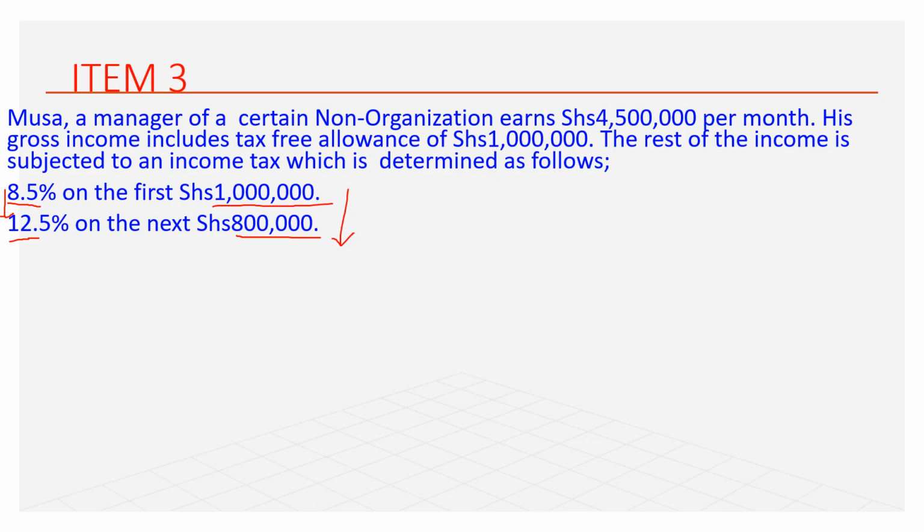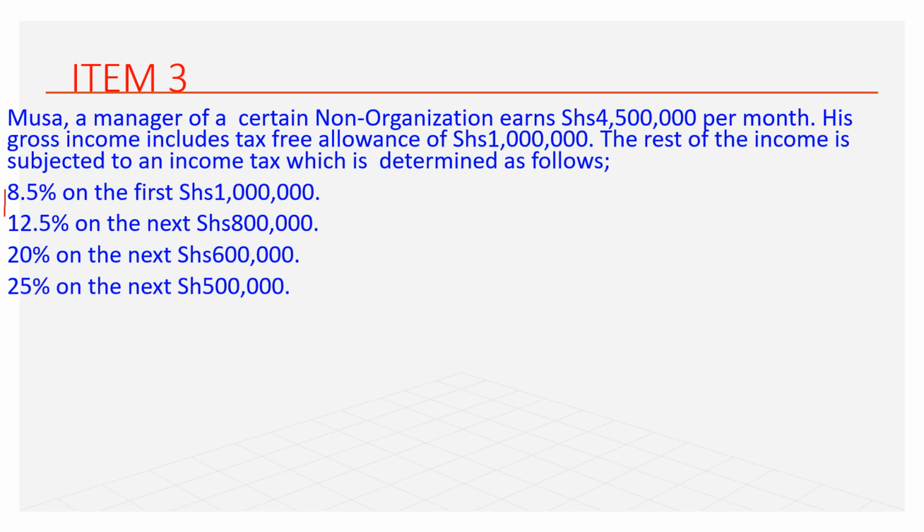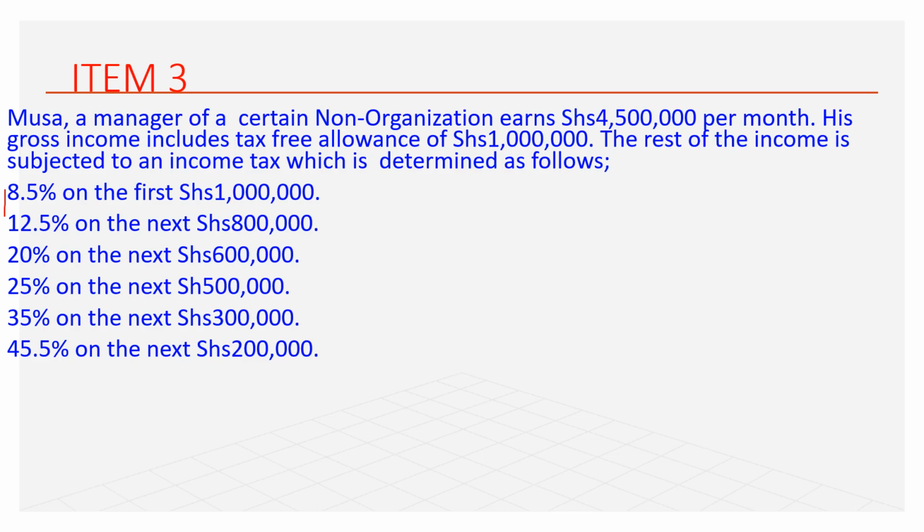So that's why we are saying on the next Uganda shillings 800, as per this scenario, 12.5% is charged. The next 20% is on the next 600, meaning that person will be having a gross taxable income of about 2.4 million. Yes, so that's why it is increasing. 25% is on the next 500, 35% is on the next 300, and then 45.5% is on the next 200. 55% is on the remainder.